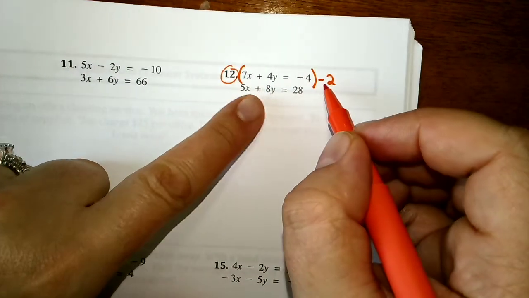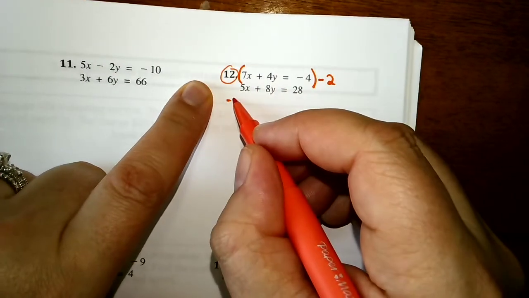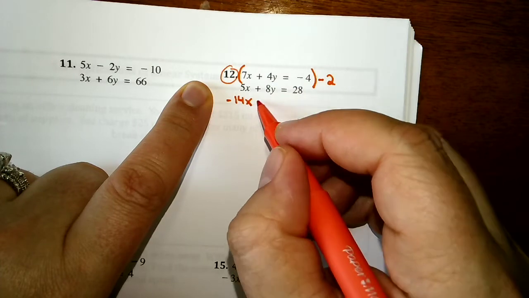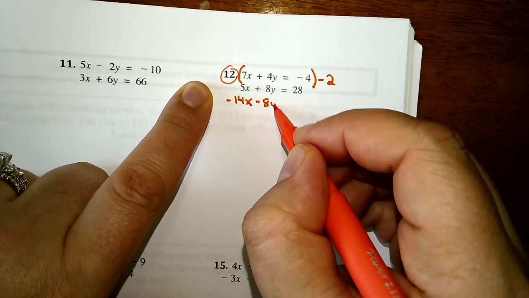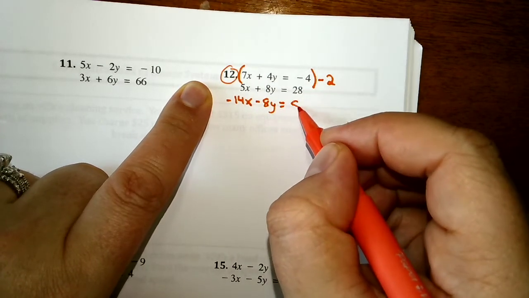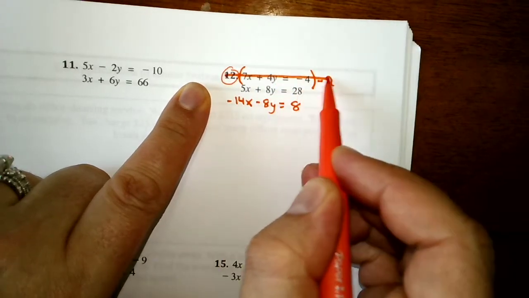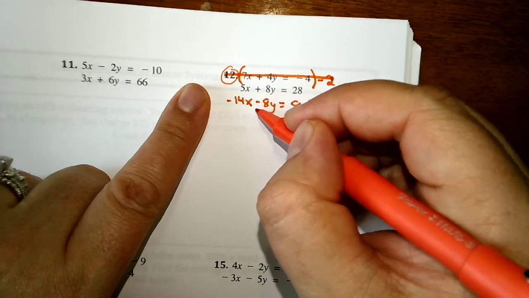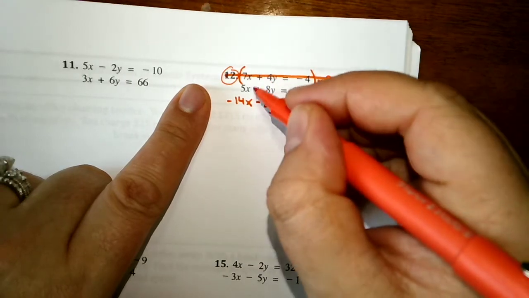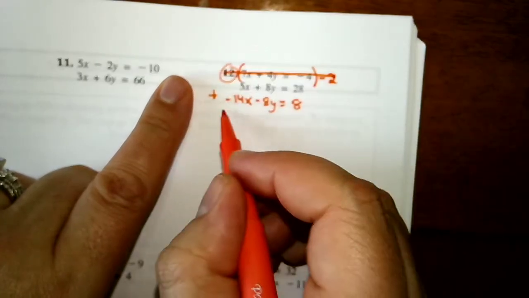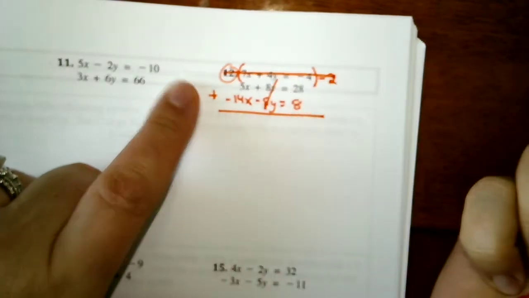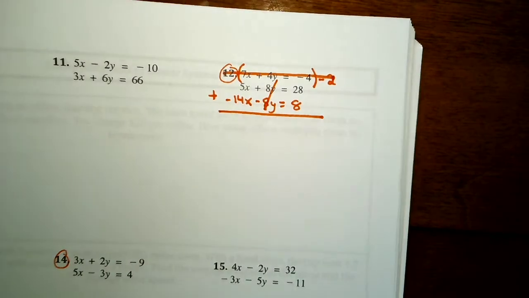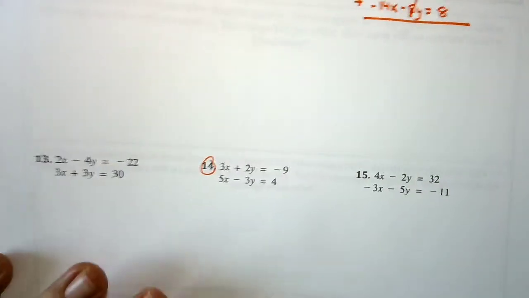So -2 times 7 is -14x. -2 times 4, that's a -8y. And then this becomes +8. No longer need that equation. So the reason I chose negative is because now I have a +8 and a -8. So I would add those two equations together to eliminate. I'm not going to do that full question. I'm going to go down to number 14.